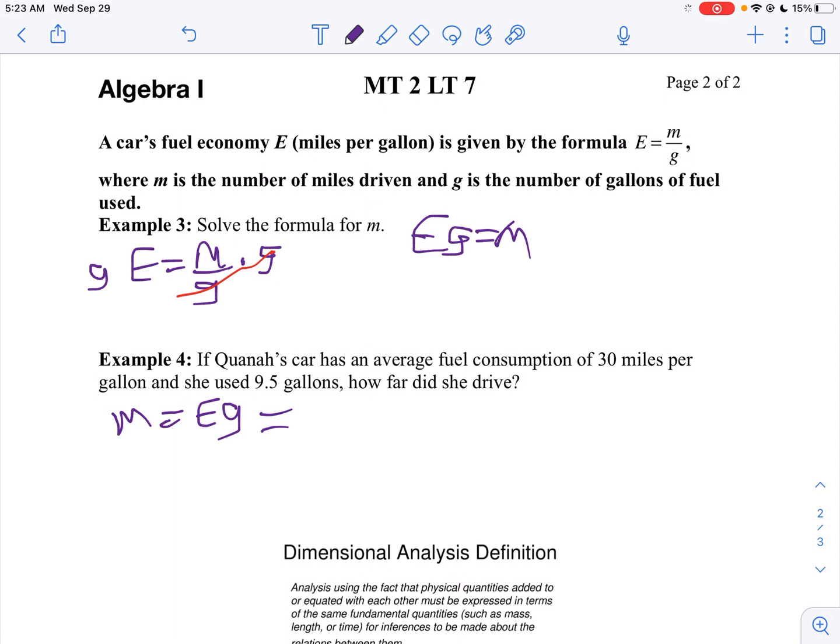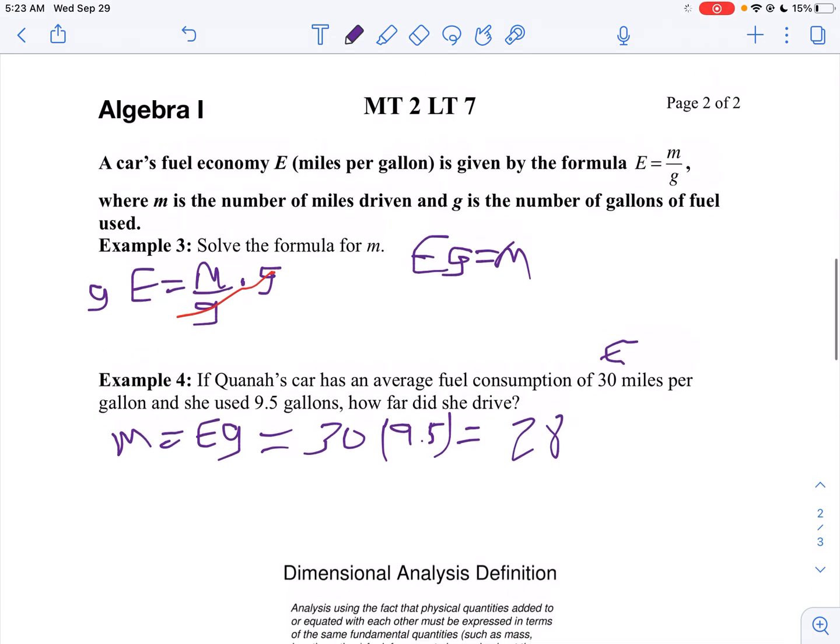In this case, we know E is miles per gallon, so that's 30 miles per gallon. So this is E. So I'm going to say 30 times, what's G? Well, G is 9.5 gallons. So 30 times 9.5. Then 30 times 9 is 270. Half of 30 is 15, so you get 285. And this is a word problem, so don't forget your unit. M is measured in miles. That's what we're going to do.